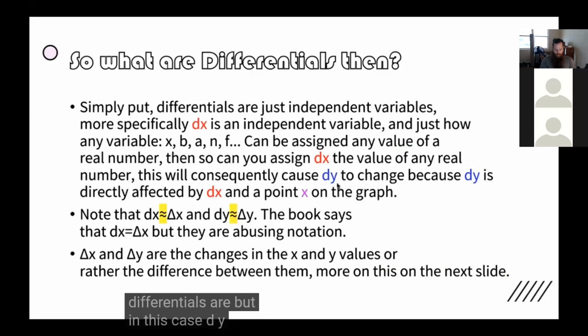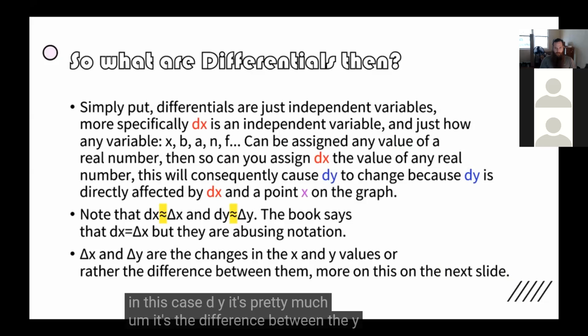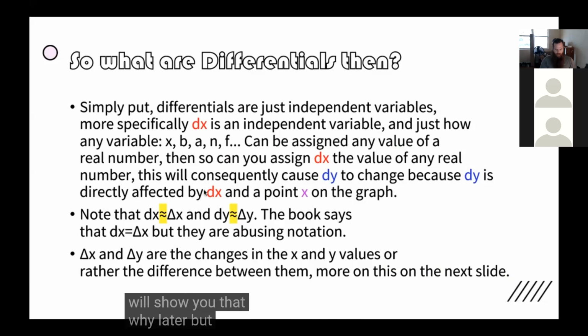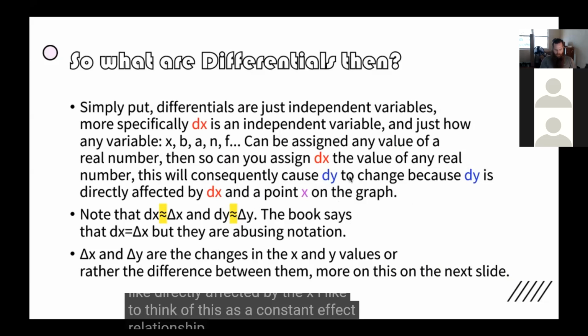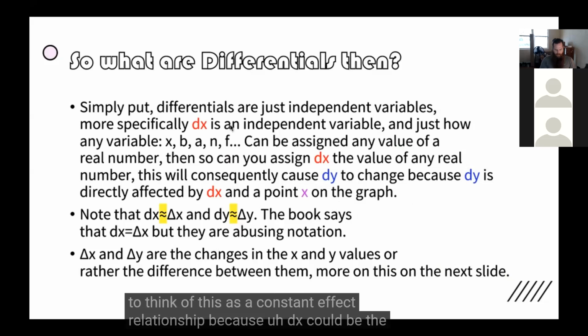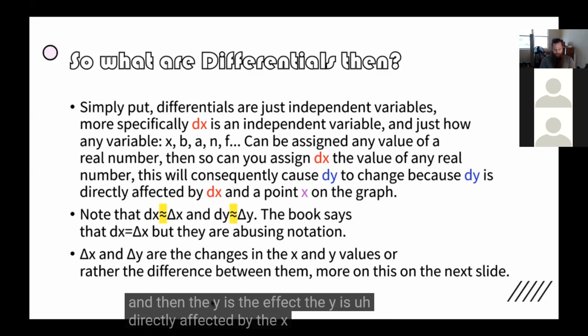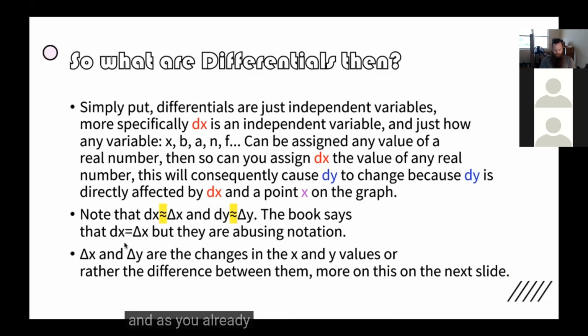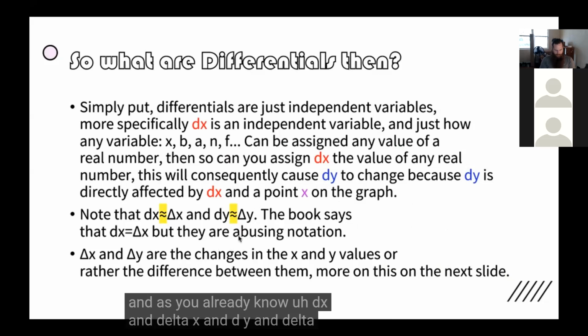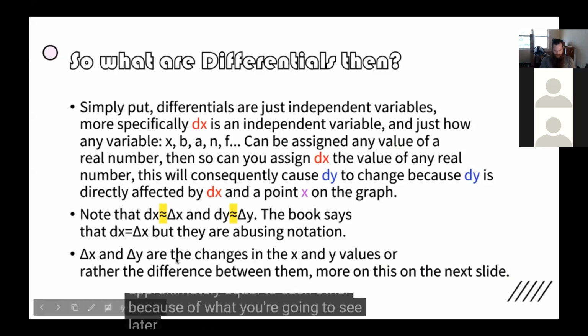But in this case, dy is pretty much the difference between the y values. It's related to delta y, but I'll show you that later. In this case, dy is directly affected by dx. I like to think of this as a cause and effect relationship, because dx could be the cause, and then dy is the effect. dy is directly affected by dx. And as you already know, dx and delta x and dy and delta y are approximately equal to each other, and you're going to see later on why this is the case.